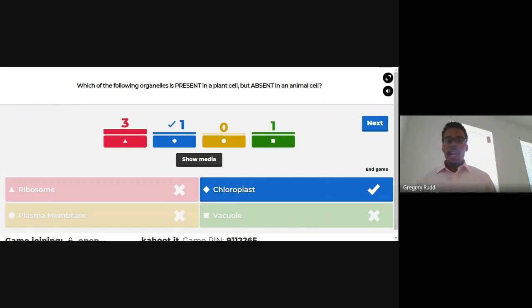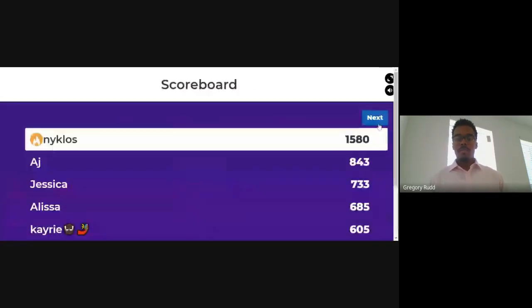Okay, so which of the following is present in a plant cell but absent in an animal cell? So we're looking for the one that only plant cells have. So of course, animal cells do not have chloroplasts. All right, chloroplasts are only in a plant cell.